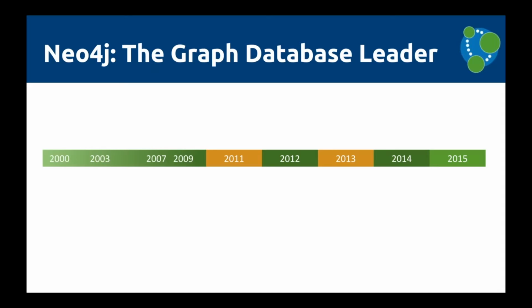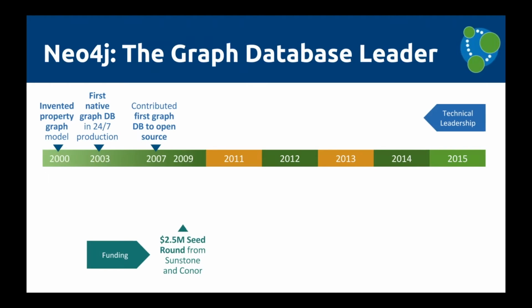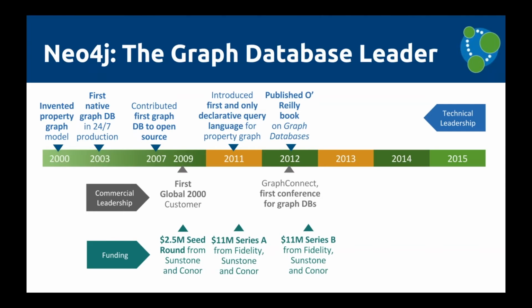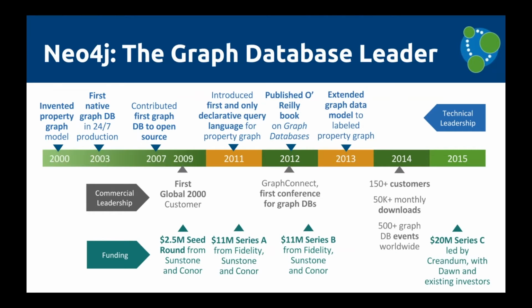So we'll do a brief history of Neo in case you haven't come across it before. It uses what's known as a property graph model, which we'll get into. It's used that since the first version in 2000, and over time we've had customers using this since around 2003. It's been open sourced since 2007, and there have been various rounds of funding over the years. We picked up our first Global 2000 customer, I suppose, about 7 years ago now. Cypher, the query language, was introduced in 2011.